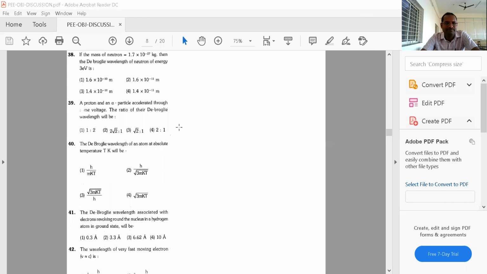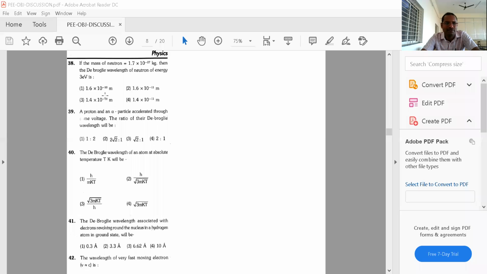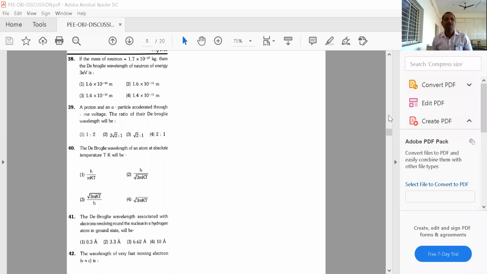Question number 38. See what they have given. The mass of neutron is given: mass of neutron is equal to 1.7 into 10 to the power of minus 27 kg. And the energy of the neutron is 3 electron volt. So the de Broglie wavelength, how much are they asking?